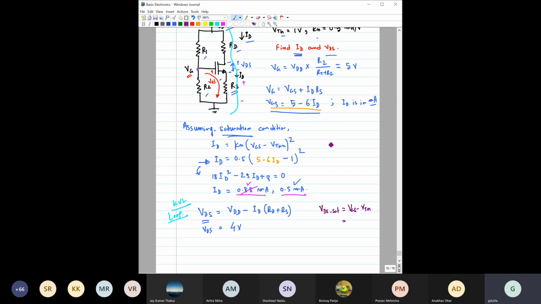What is the value of VGS? VGS is 5 minus 6 into ID. So that is equal to 5 minus 6 into 0.5, which is equal to 3. So it is 2 volt. So VGS equals 2 volt.